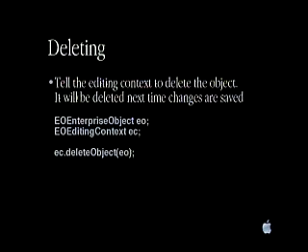And then finally, deleting. If you want to get rid of an EO, it's very simple. You call on your friend the editing context and you say, delete this object. And it'll put it on the hit list. That thing is going to be gone the next time you save changes. So for fetching, inserting, updating, and deleting, we've seen about, what, 5 lines of code. Very difficult stuff.